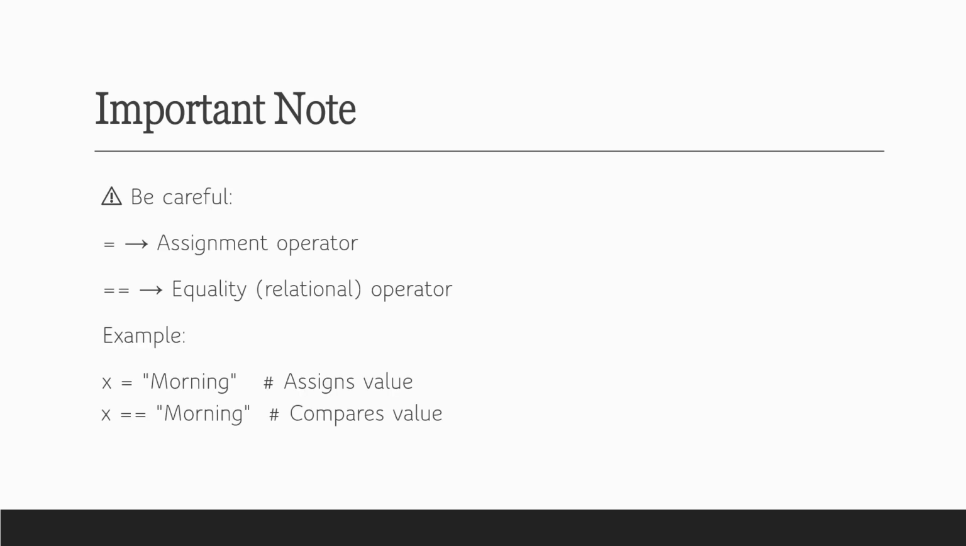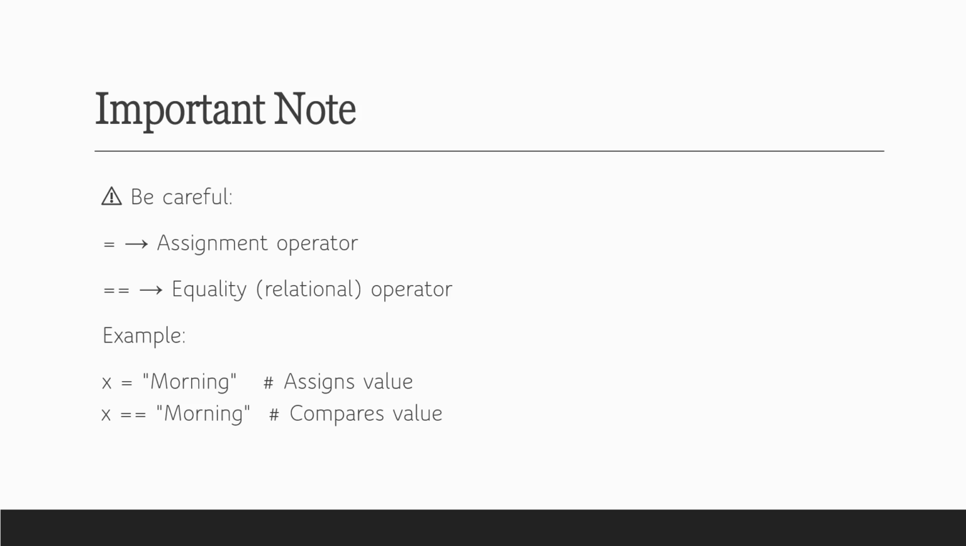This is an important note, so please pay close attention. Be careful while using operators in Python. There is a difference between the assignment operator and the equality operator. The assignment operator is a single equal sign. It is used to assign a value to a variable. The equality operator is written using two equal signs. It is a relational operator. It is used to compare two values and check whether they are equal.